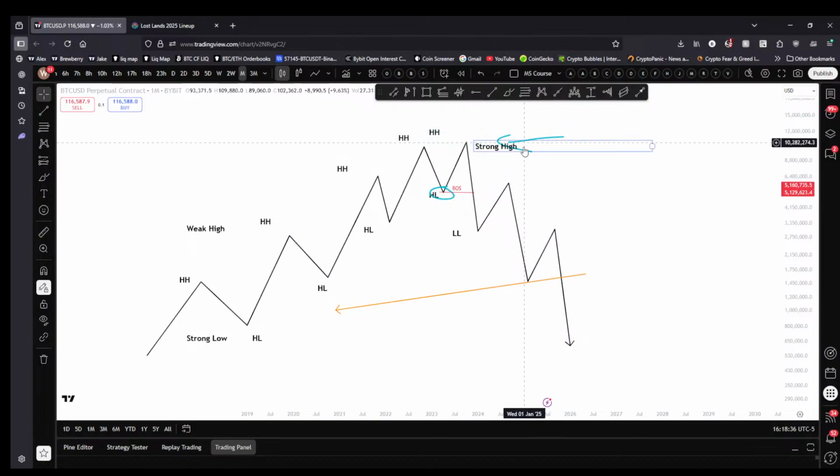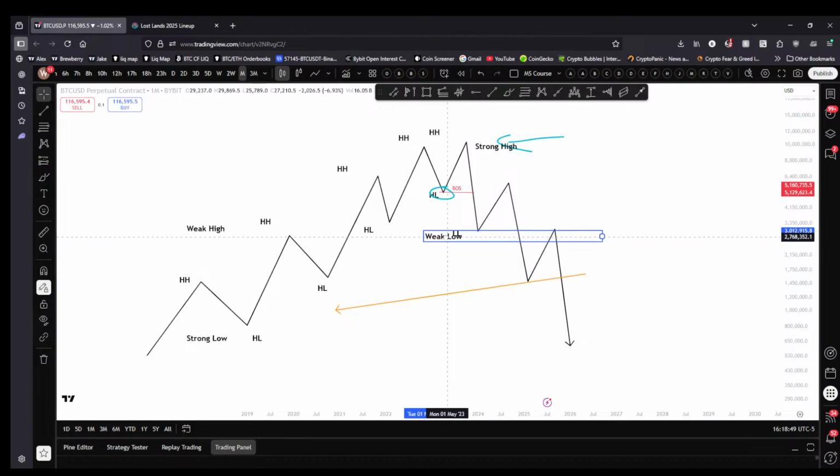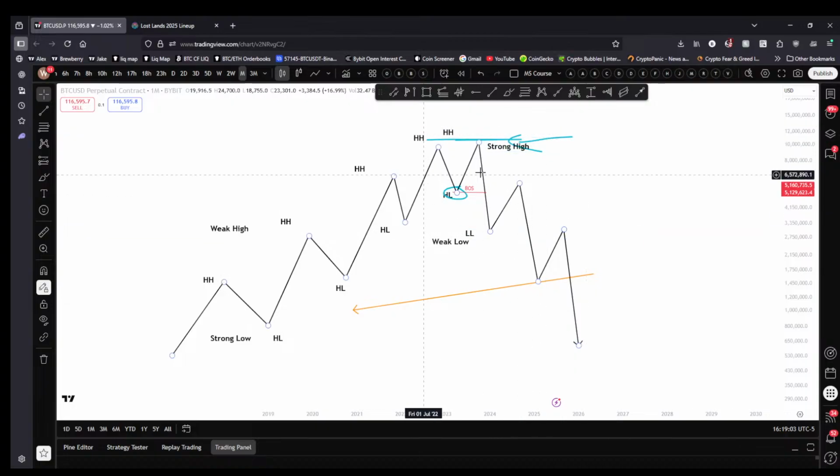Right? And then as long as this high is not broken, this low would be a weak low. So that flips structure, right? So then if you're taking a short trade from the retest here, your stop loss would go above your strong high, right? To ride the trend down. So that's strong highs and strong lows, and higher highs and higher lows.